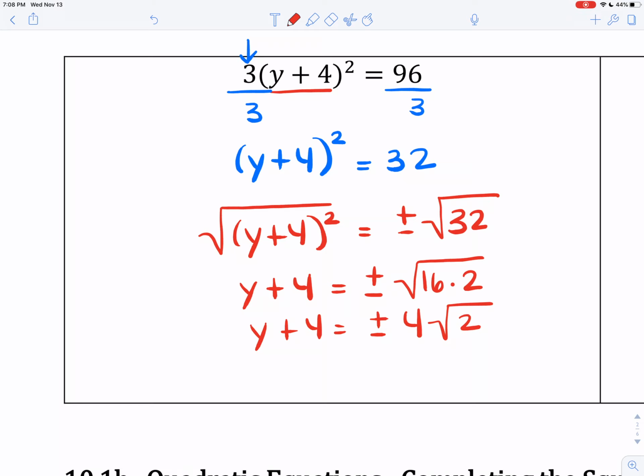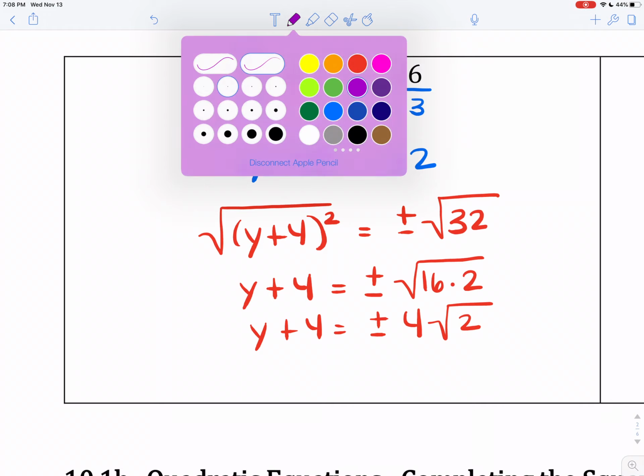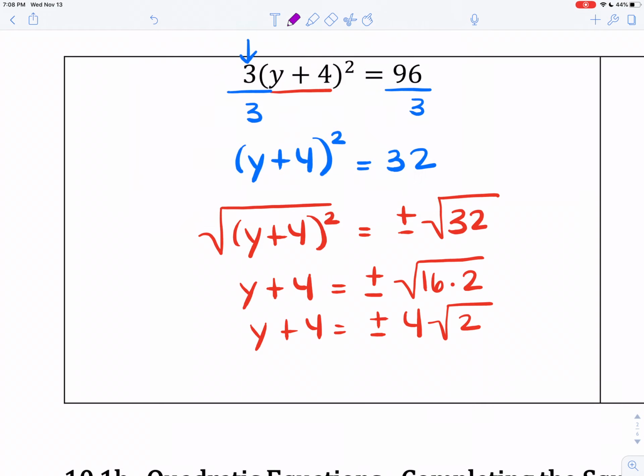And then again, you're not finished until you get the variable all by itself. So this is kind of like the one I just worked. We aren't left with just y. We're left with y plus 4. So to finish this out, we need to subtract that 4 from both sides. And again, whenever you have the plus or minus, it's going to make more sense to put the other number in front. So instead of plus or minus 4 square root of 2 minus 4, move that negative 4 in front and write this as negative 4 plus or minus 4 times the square root of 2.